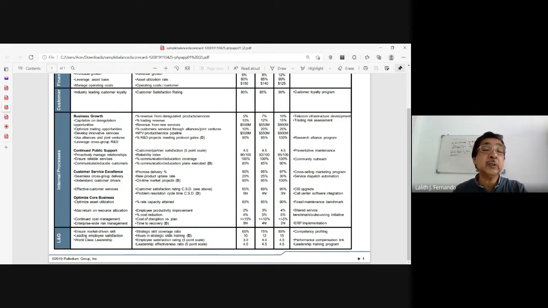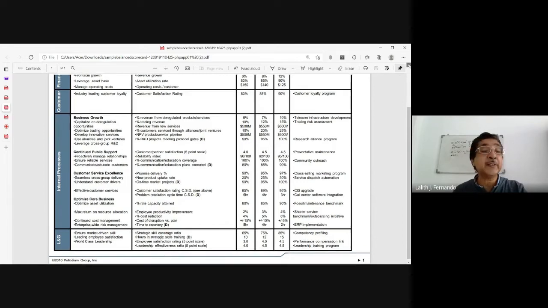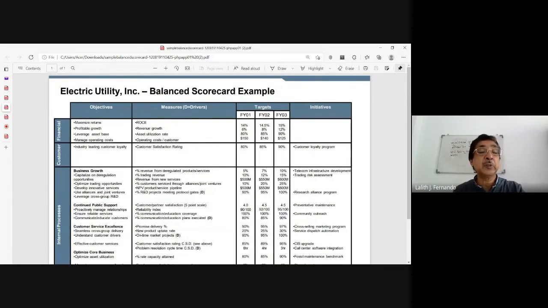But so far I have just discussed the non-financial things. In the first place, there is the financial perspective. There you have to see how you are going to maximize return, how you are going to have profitable growth, how you are going to have leverage in the asset base, and how you are going to manage operating cost. These are the objectives given under financial, and the measures are also given here. We can understand ROC, revenue growth, asset utilization rate, and all that. So that can be really understood.